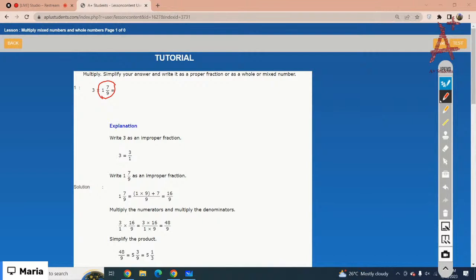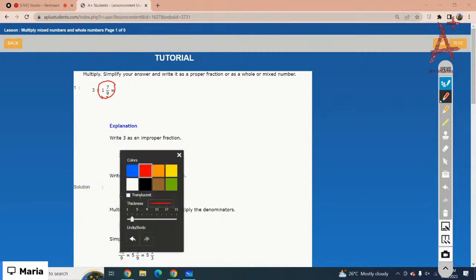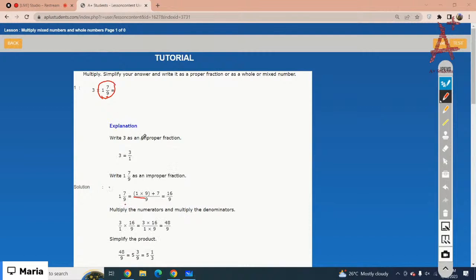You guys are in grade 6, so you already know. You have to multiply the denominator times the whole number. Here you have 9 times 1. 9 is the denominator, 1 is the whole number. Then you have to add the numerator to the product. So 9 times 1 is 9, and 7, it would be 16 over 9. Got it?